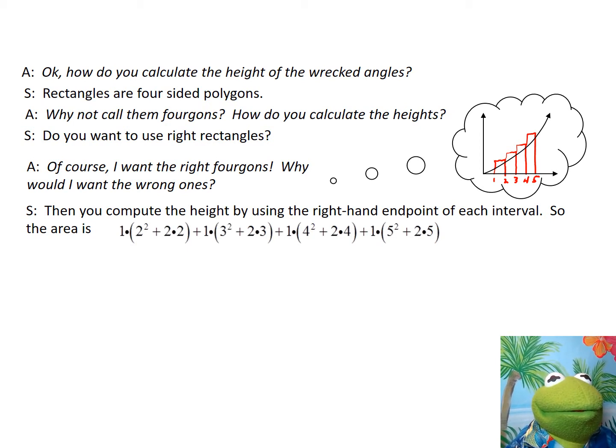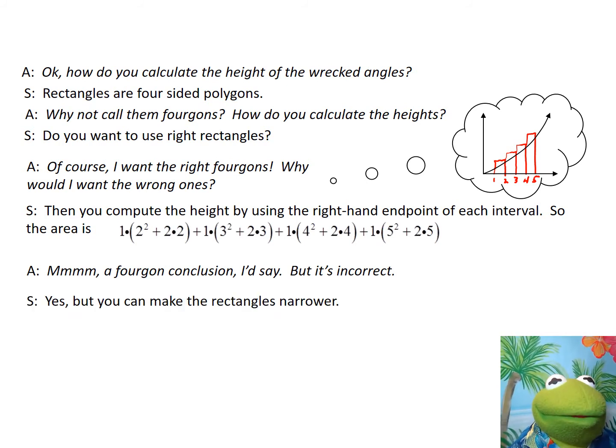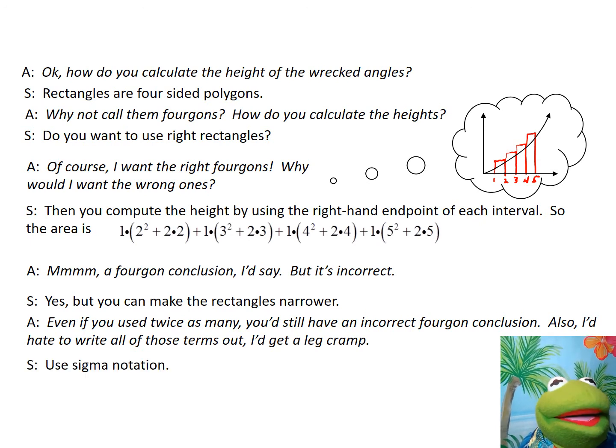So the area is 1 times the quantity 2 squared plus 2 times 2, plus 1 times the quantity 3 squared plus 2 times 3, plus 1 times the quantity 4 squared plus 2 times 4, plus 1 times the quantity 5 squared plus 2 times 5. I hope you kept up with that. A foregone conclusion, I'd say, but it's incorrect. Yes, but you can make the rectangles narrower. Even if you use twice as many, you'd still have an incorrect foregone conclusion. Also, I'd hate to write all those terms out. I'd get a leg cramp.